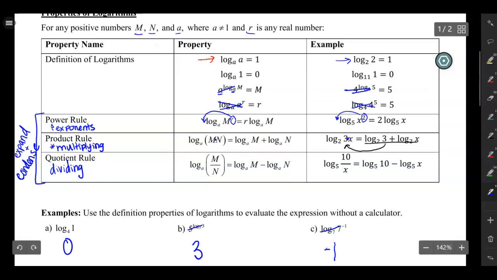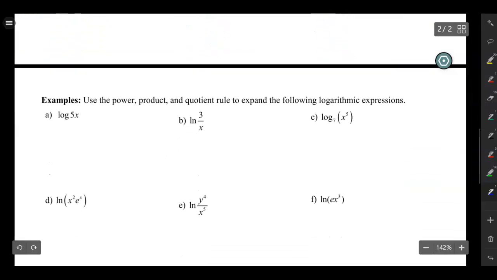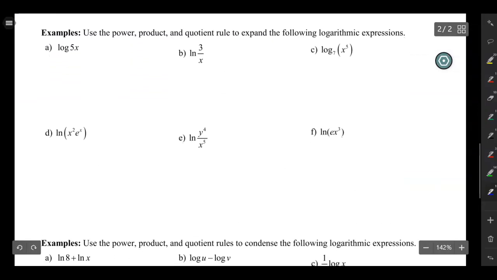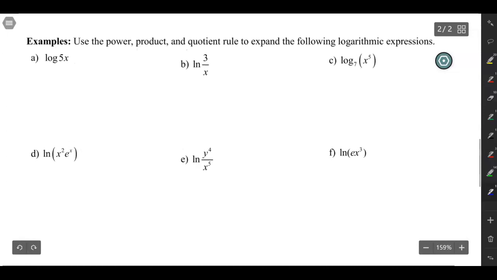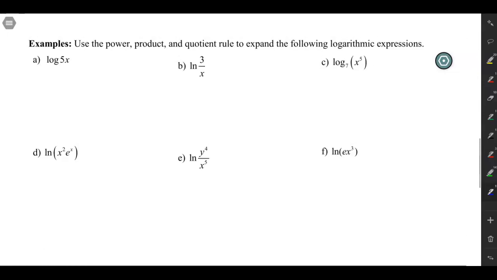Okay. So let's go ahead and jump down, and we are going to practice using these three rules, the power, product, and quotient rule, to expand and to condense. So first thing we're going to do is work on expanding. What we're trying to do is, instead of having one logarithm, break this down into as many different pieces as we can.